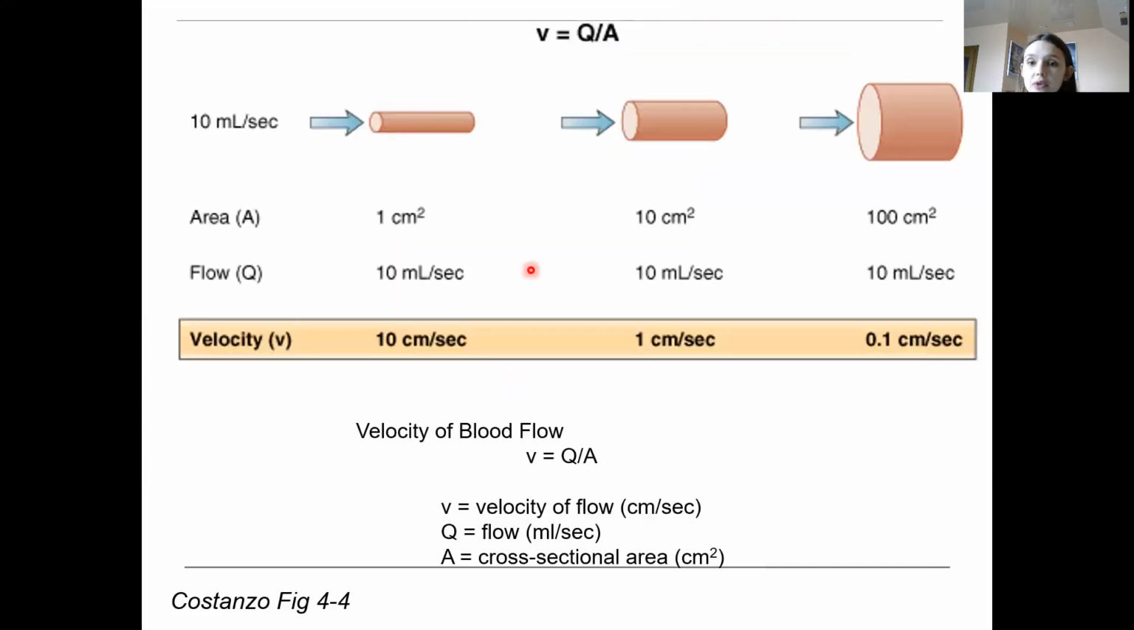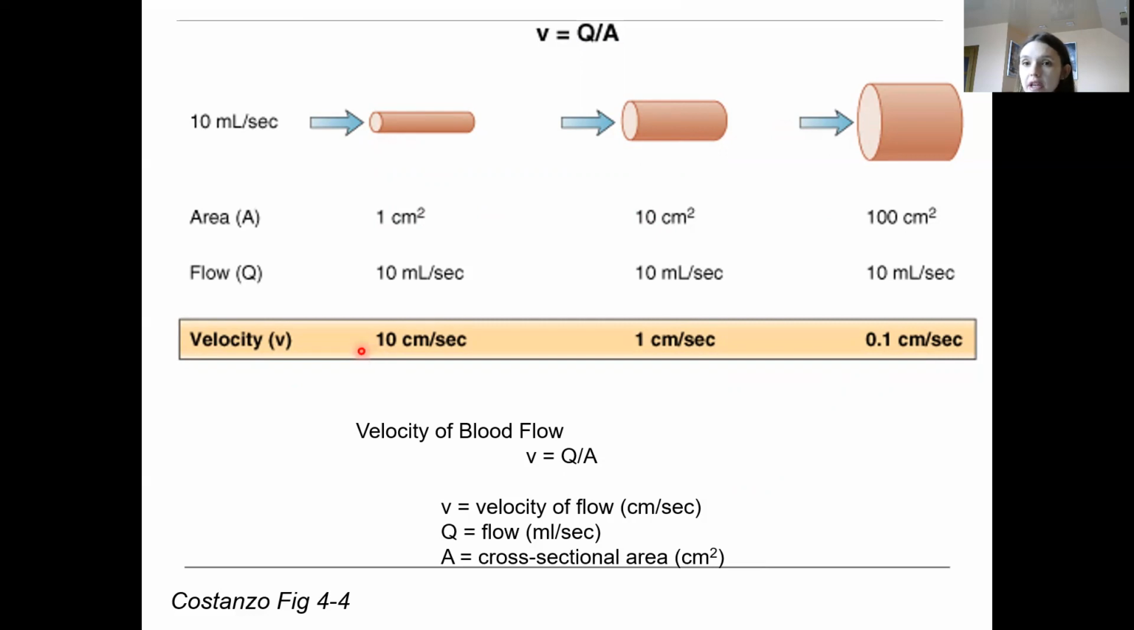The velocity of blood flow will depend on the flow, which is measured in millimeters per second, divided by the cross-sectional area. You could see here that the cross-sectional area of the small vessels is about 1 square centimeter. In middle vessels it will be 10 square centimeters, and in big vessels it will be 100 square centimeters. So generally, you could say that the velocity will change.